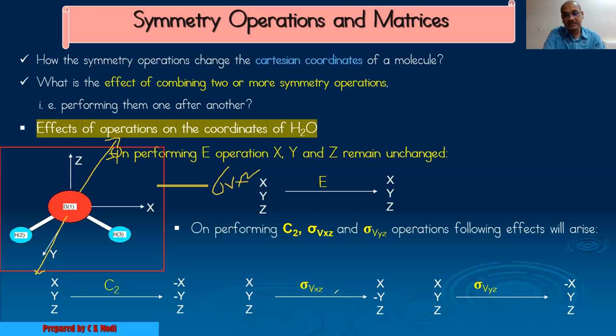So here you can see that with sigma v xz, x becomes x because x is situated in the plane, so its position remains as it is. Y becomes minus y because it is perpendicular to this plane, therefore it goes to the back side, so y becomes minus y. And z becomes z because z is also situated in the plane. So after performing sigma v xz, x becomes x, y becomes minus y, and z becomes plus z.